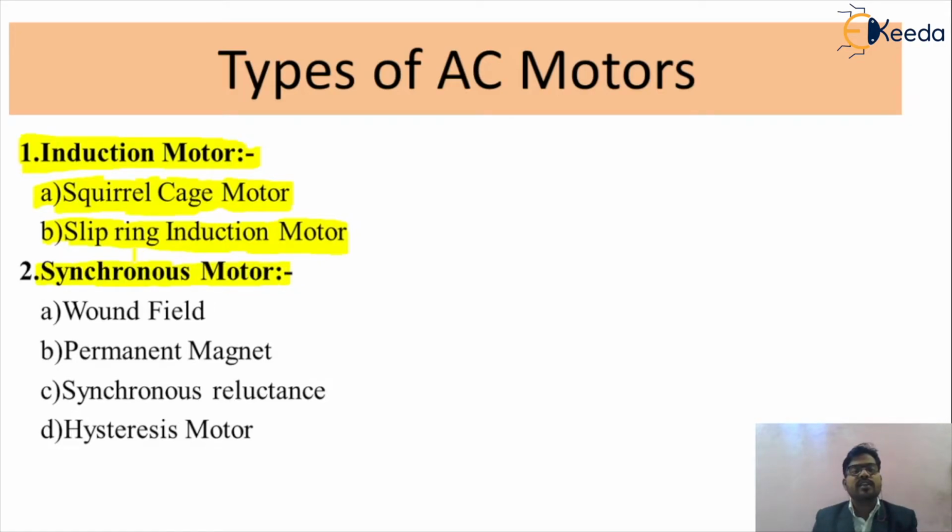So friends, there are different types of synchronous motors. The first type is called a wound field synchronous motor. The second type is called a permanent magnet synchronous motor. The third type is called a synchronous reluctance motor. And the last type is called a hysteresis motor. So friends, in this way, we have studied in detail the different types of your AC motor. Now we will start discussing the AC motors, that is, the induction motor.